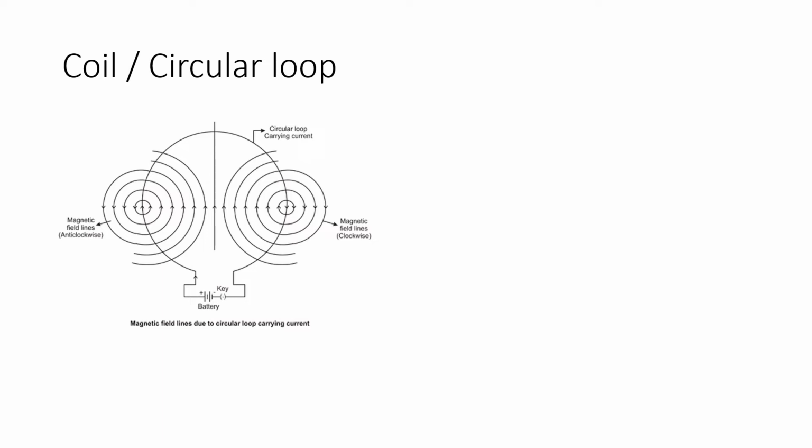Let's go for the coil or circular loop. The thing is the same. What the difference is, the direction of current flowing at the left hand side is upwards and the right hand side is flowing downwards. Which means the direction of current is different at the left hand side and right hand side, so it will create the magnetic field in a different direction too. So that's why the left hand side will be rotating anti-clockwise and the right hand side will be rotating clockwise. This is the difference between straight wire and the coil.